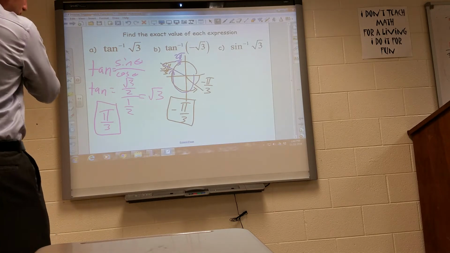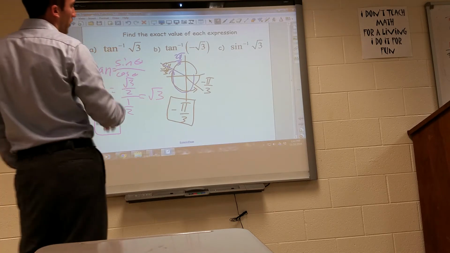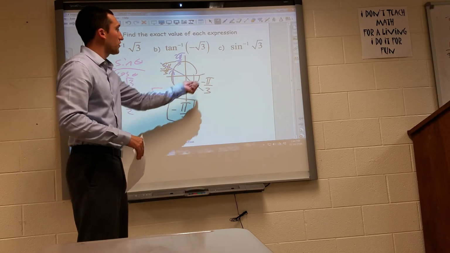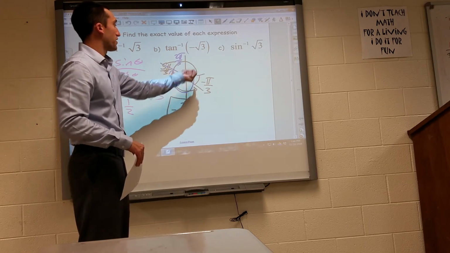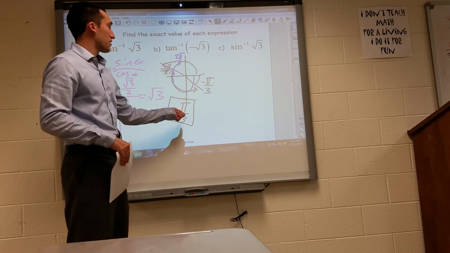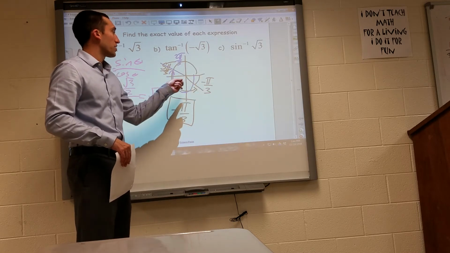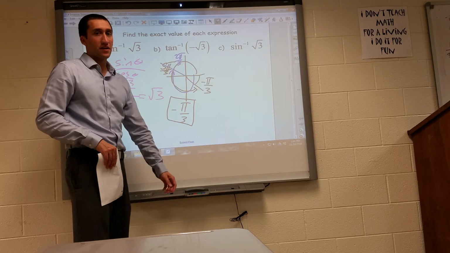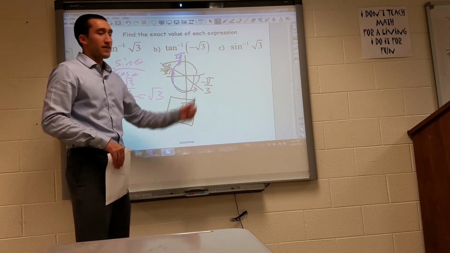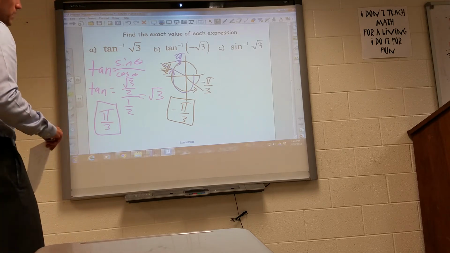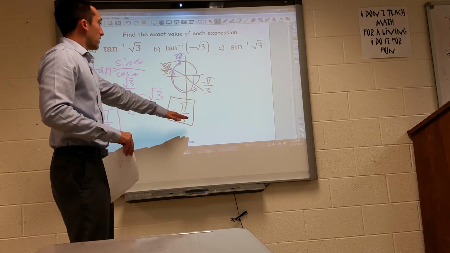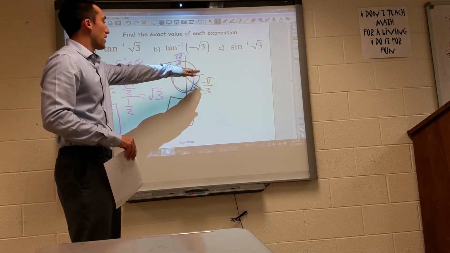But since our angles are always going to be less than 90 degrees, your calculator doesn't know how to tell you more than 90 degrees. So your calculator is going to tell you negative pi over 3 because it's going to be less than 90 degrees. That's the only one of those angles that's less than 90 degrees. So your calculator is going to tell you negative pi over 3. And that's the answer we're looking for because it's technically a reference number.